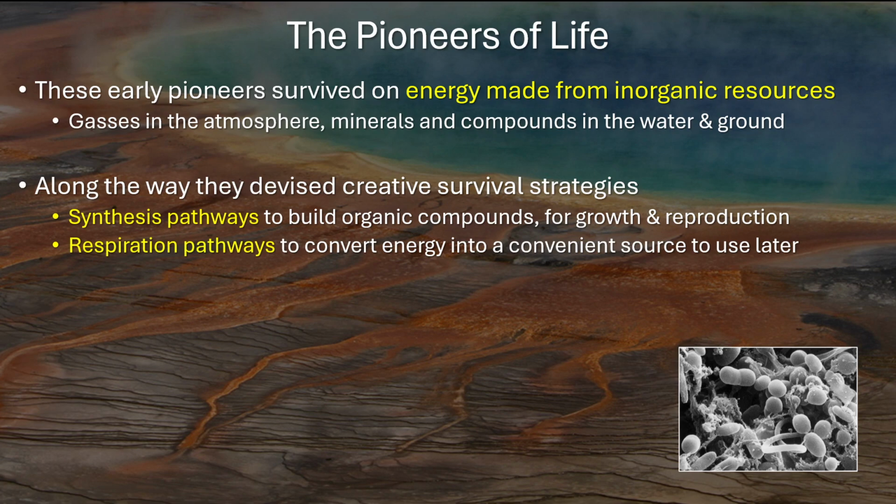For one, these early organisms figured out synthesis pathways that allowed them to put together organic compounds, oftentimes from inorganic resources. And this was really essential for them to be able to grow themselves and reproduce, to make more copies of themselves. And other organisms, all organisms, developed respiration pathways as well, which was used to convert energy sources that in some cases were inorganic, in other cases were organic in nature, and convert them into something that was more useful, more widely accessible, or more easy to store. And so these two forms of pathways are very important for early life.